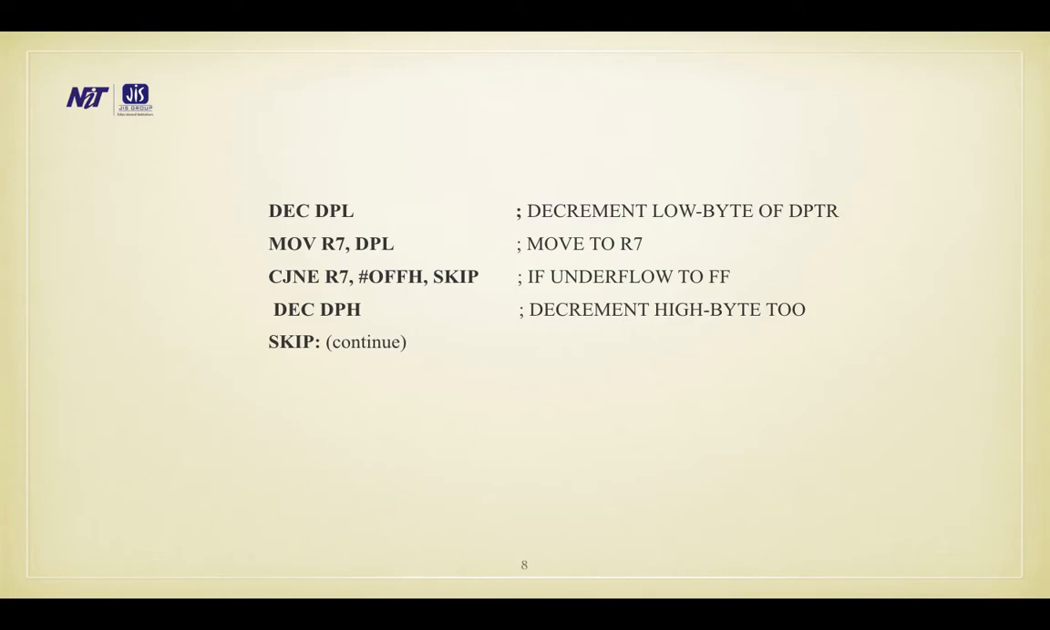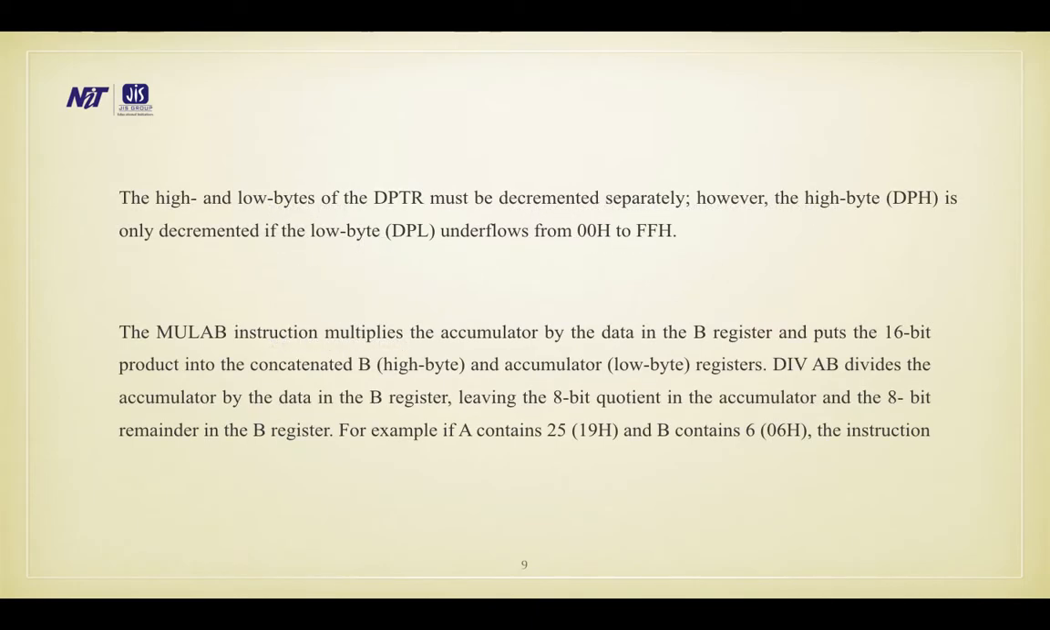DEC DPL, decrement lower byte of DPTR. MOV R7, DPL, move to R7. CJNE R7, #0FFH, skip, if underflow to FFH. DEC DPH, decrement high byte, skip. The high and low bytes of DPTR must be decremented separately. However, the high byte DPH is only decremented if the low byte DPL underflows from 00 to FFH.